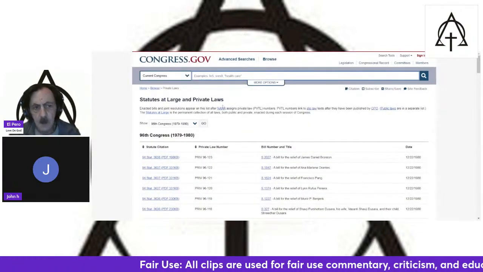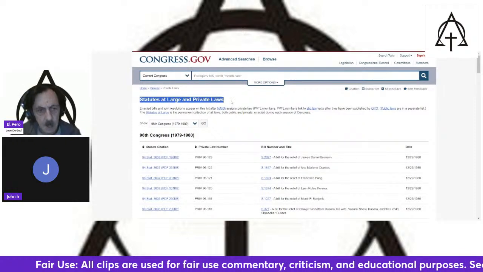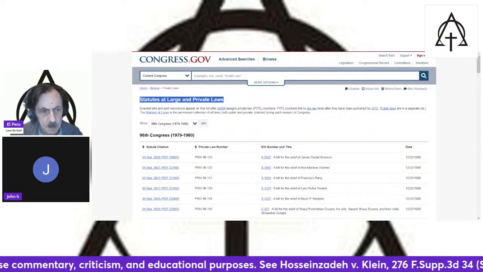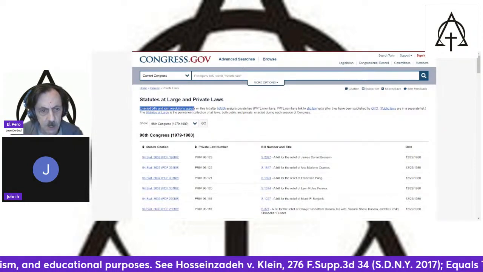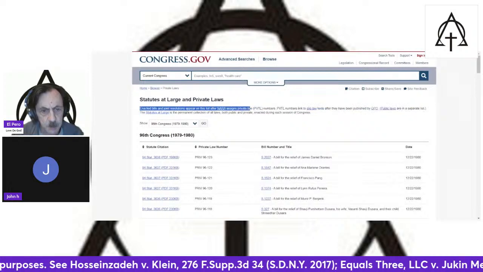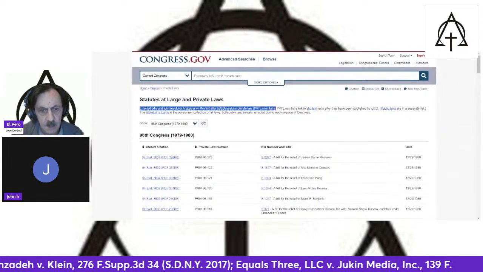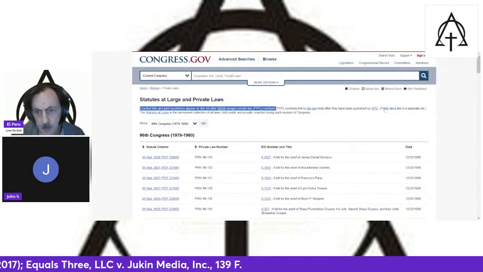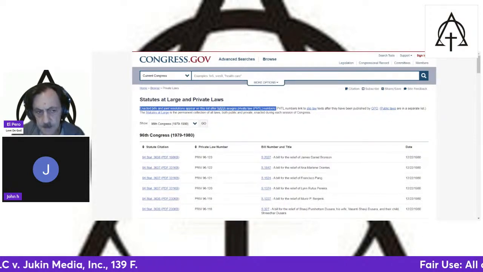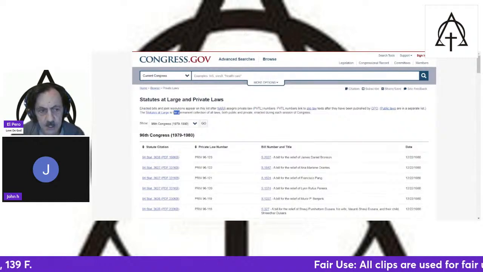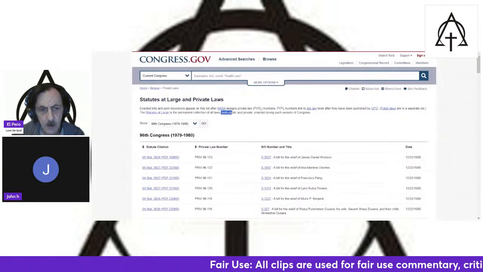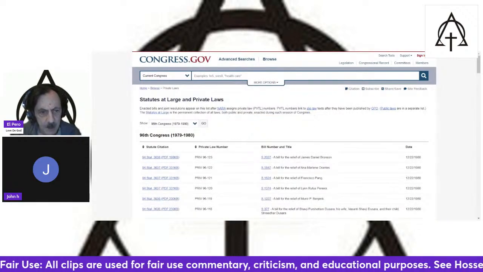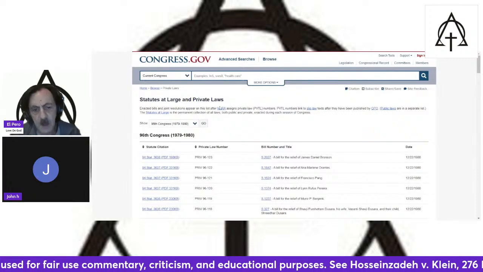And what we have here is Statutes at Large and Private Laws. Enacted bills and joint resolutions appear on this list after NARA assigns private law numbers. Private law numbers are linked to slip law text after they have been published by GPO. Public laws are in a separate list. The Statutes at Large is the permanent collection of all laws, both public and private, enacted during each session of Congress. Now, these private laws that we're talking about are known as private relief laws.